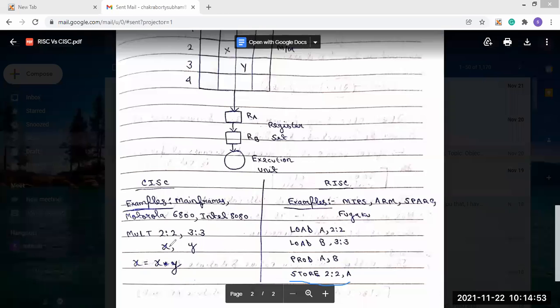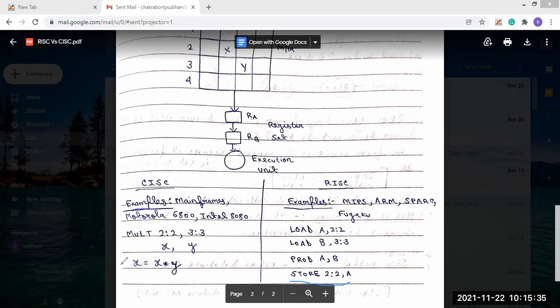And we have already said that after the final product in X, the value will be stored. That means after doing the operation, it will again be stored into the X location. Now, X location is present in the memory, in which part? It is present in the 2:2 location. That means the final value will be stored into the 2:2 location in the RAM. So that's why the command is store 2:2 comma A. That means the final value will go to the 2:2 location.